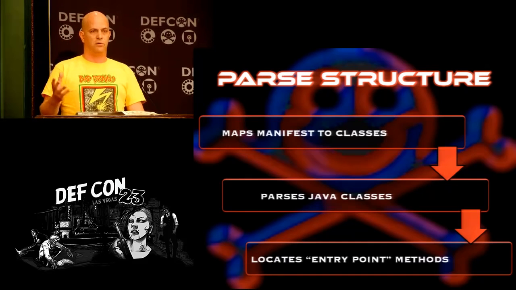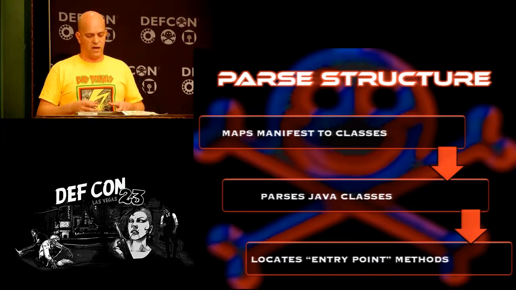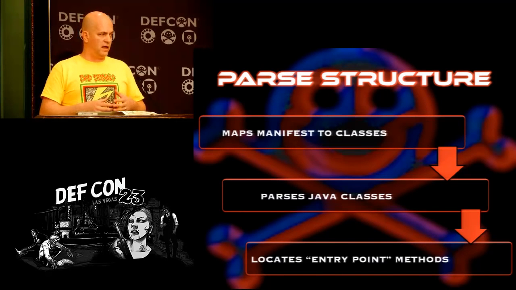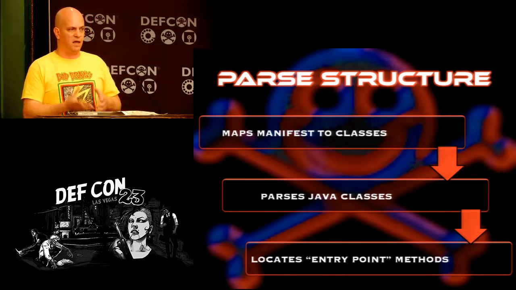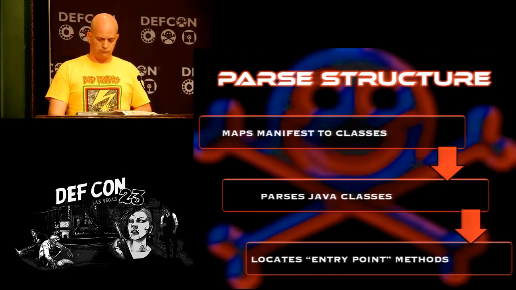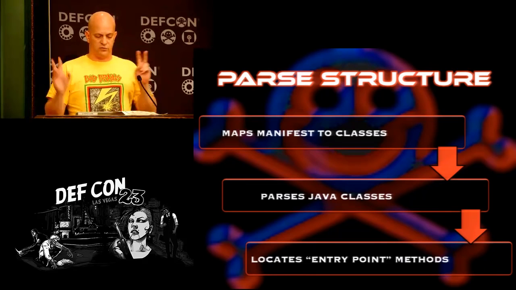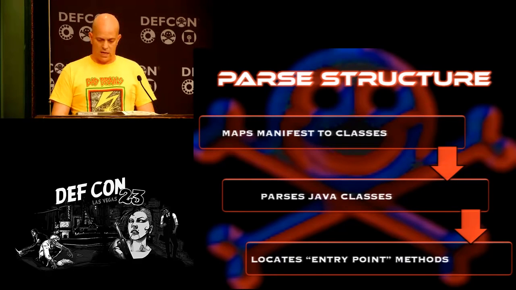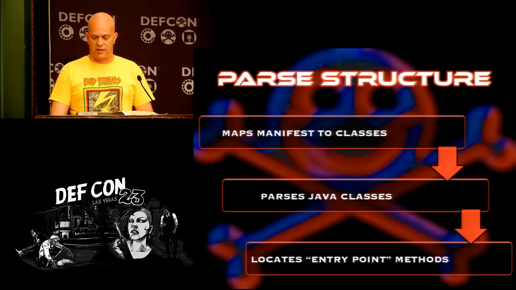For those that don't know, there's a direct relationship between the components named in the AndroidManifest.xml and the underlying class files. So for example, if you were to have a Foo activity declared in the manifest, you would find a FooActivity.java file in the project. From here, it begins parsing all the classes and locating all those entry point methods that we covered. And again, these are the places where potentially tainted data can get into your application.